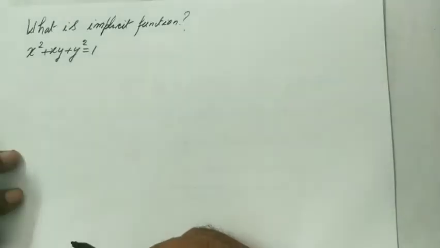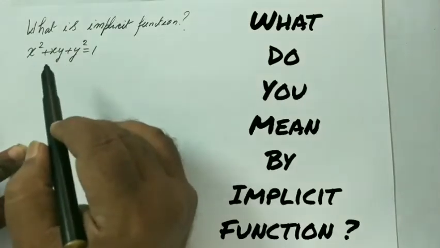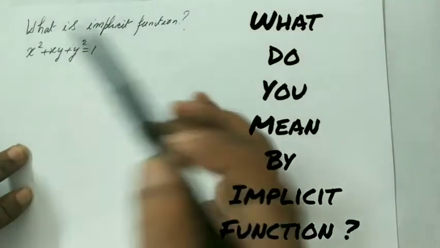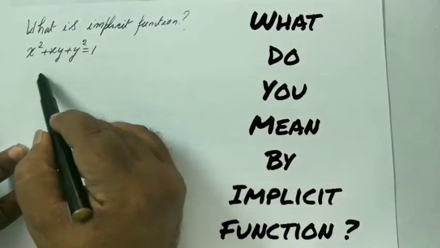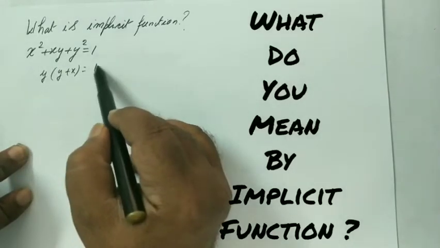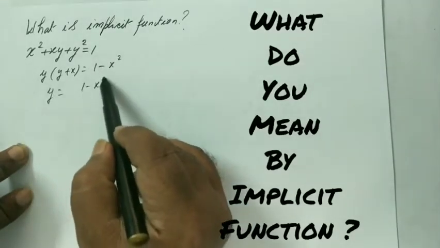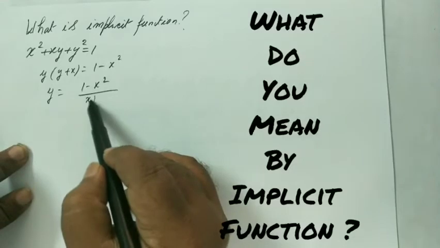First, we should know what is an implicit function. I have taken an example. Is it possible to express y entirely in terms of x? If I try to do it, I get y is equal to 1 minus x square by x plus y.